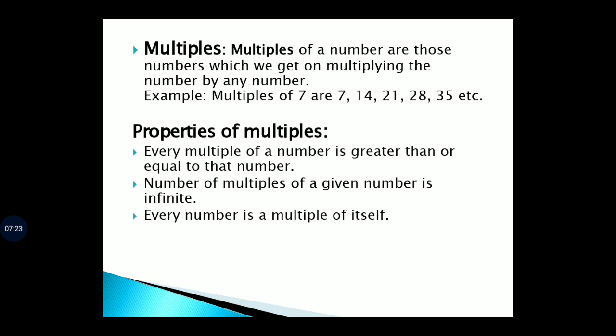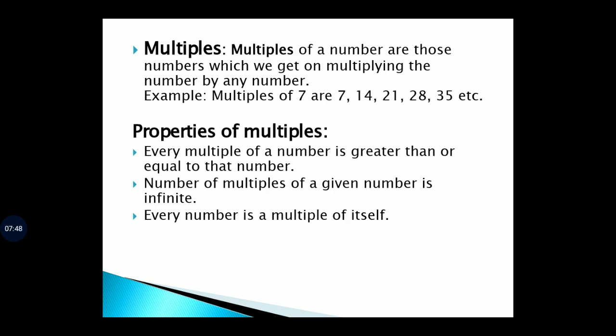The number of multiples of a given number is infinite. As you can see here, it goes on extending. If you multiply any number with 7, as you can see in the example, any number, an infinite number of numbers, can be multiplied by 7 and give infinite multiples. That means uncountable.